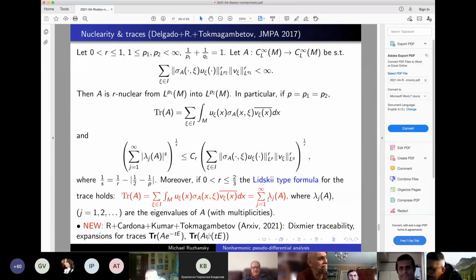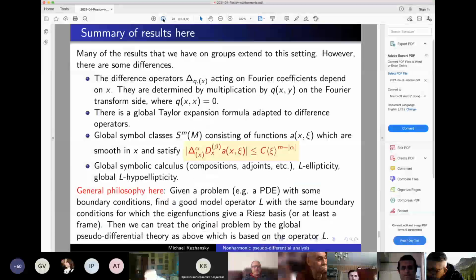But here this is also true for Banach spaces, and in another paper this year, which I don't have time to talk about, we also analyze Dixmier traces, and then also expansion of traces for the heat kernel, and for this kind of cutoff. So this gives some implication, the idea to analyze index formulas for this operator. But I will not speak about this here.